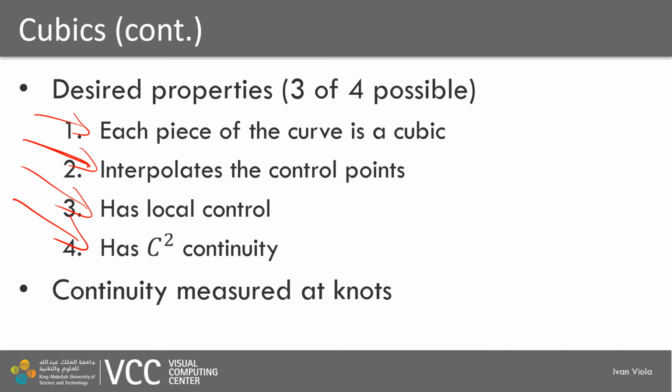The continuity of such a piecewise cubic curve is measured at knots. So the curves in the middle of their definition are, of course, continuous as cubics are. However, whether the continuity is C0, C1, or C2 is defined at the knots, so there where the control points are associated with a certain value of the parameter u.